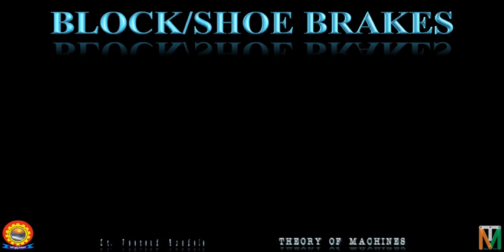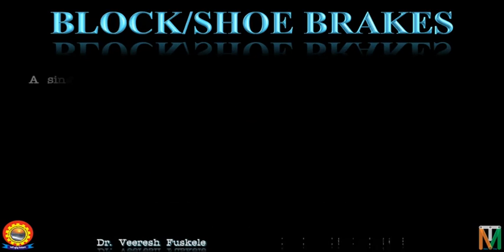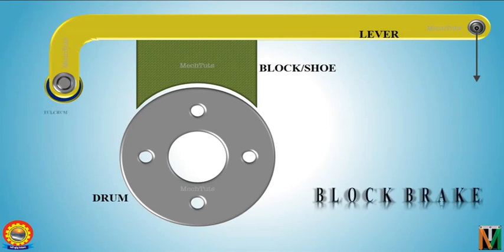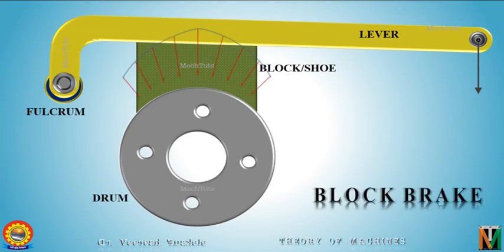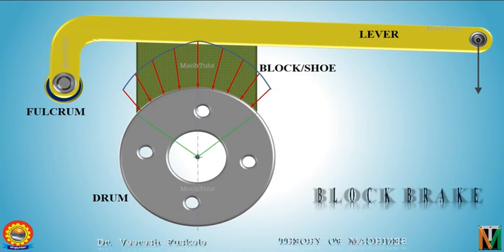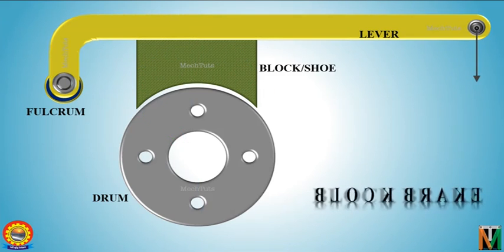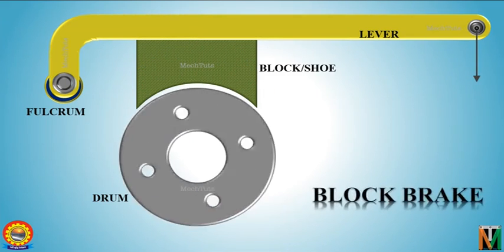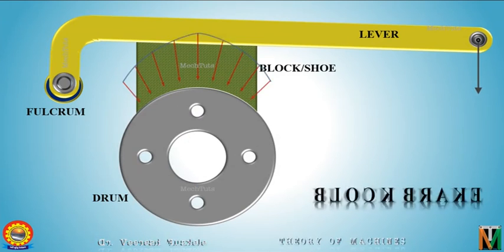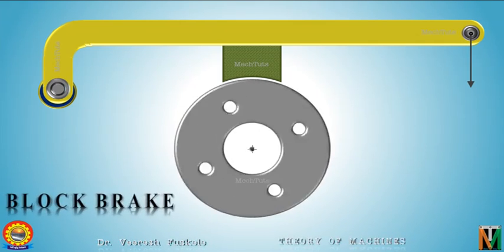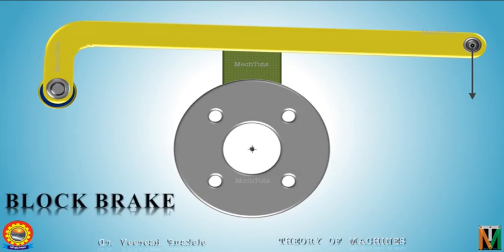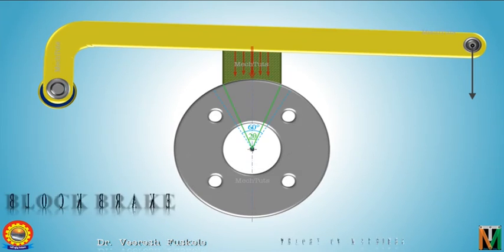In the previous lecture, we started the analysis of block brakes and discussed the pressure distribution on the drum. In both cases, 2 theta was greater than 60 degrees, and also when theta is less than 60 degrees, like this.